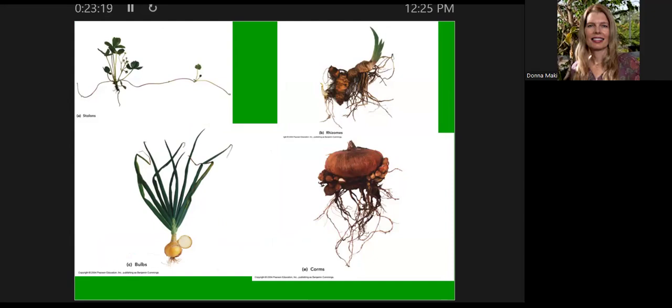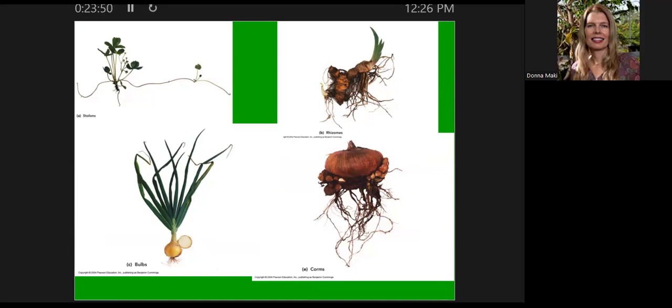So stolons, here on top, figure 8. Stolons are modified stems that go horizontal over the surface of the ground. So stolons technically are above ground, although I have seen some people define it differently. I go with stolons are above ground, and then rhizomes are modified stems that are below ground in the soil. So stolons above, rhizomes below.